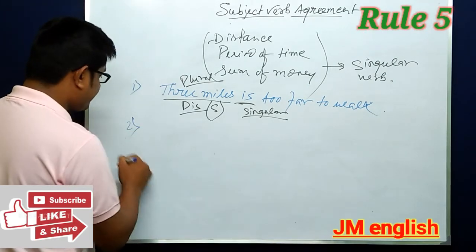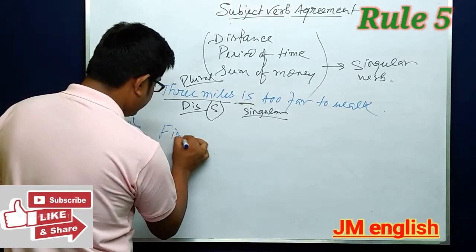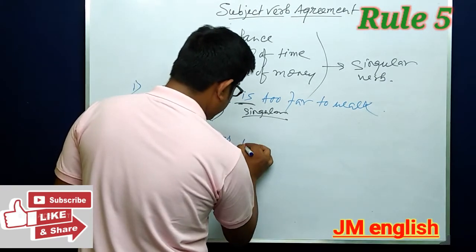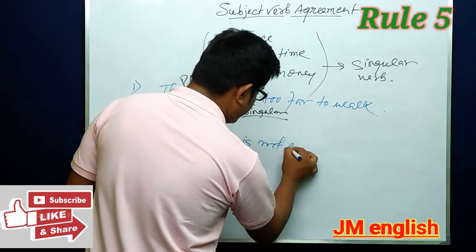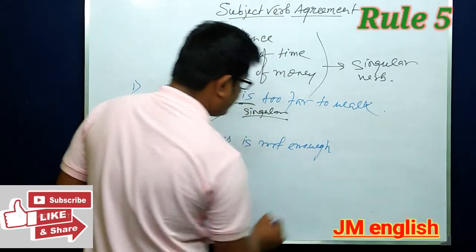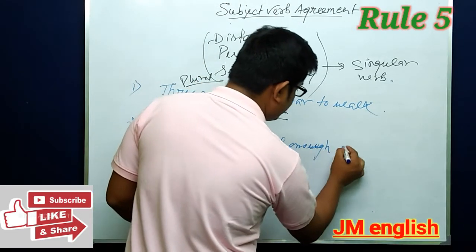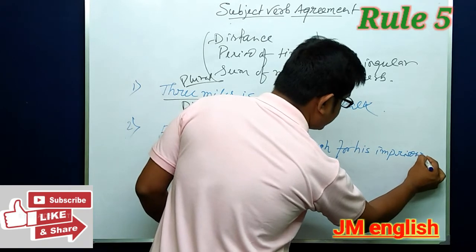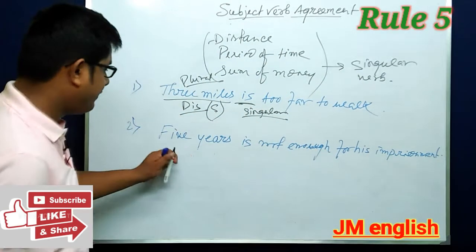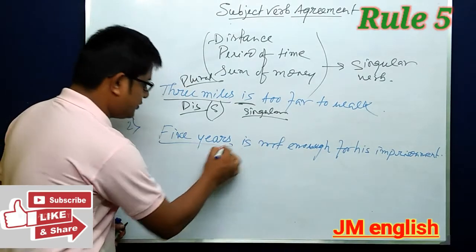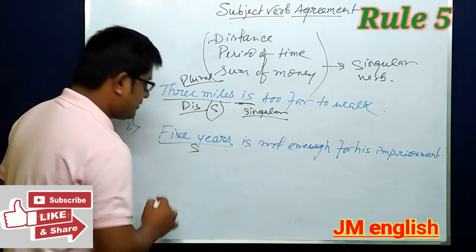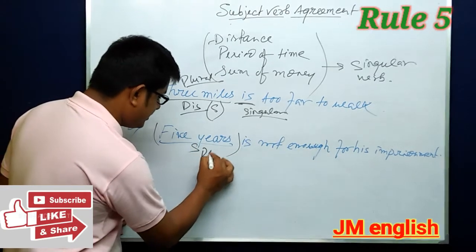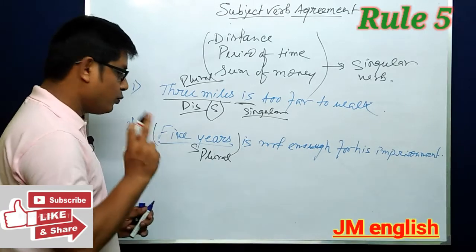You can say that 5 years is not enough for his imprisonment. Okay, look at this sentence. 5 years, this is the subject. So 5 years, obviously this is not singular, but it sounds like plural, isn't it? It sounds like plural, not 1 year. This is 5 years.